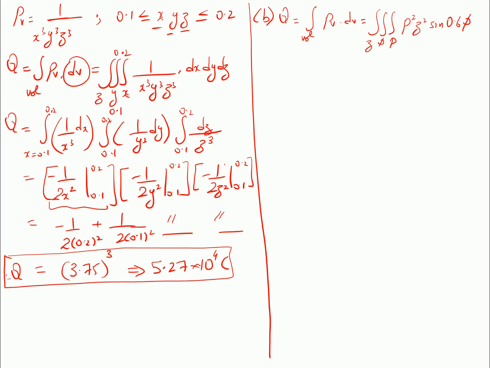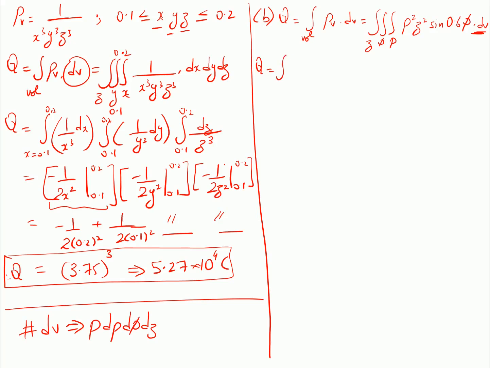And what is dv? As we saw previously, this is a volume charge distribution, so dv is going to be rho, d rho, d phi and dz, as we saw in the previous example. So this is the dv that we are going to use over here. So the value of q comes out to be, we can start integration, but anyhow let me write all the values.